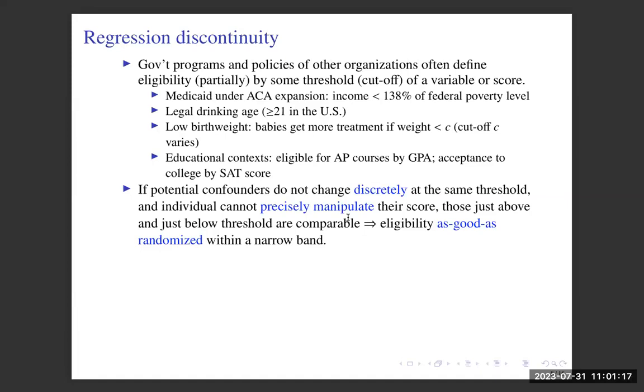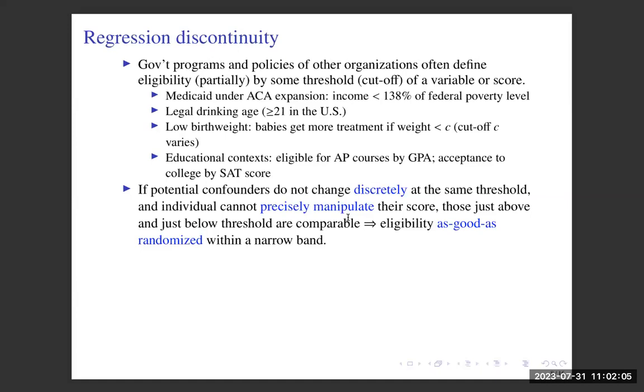Low birth weight is another one. Hospitals typically have some kind of policy that if a baby is born with a weight less than a certain amount, C, and apparently this cutoff varies between hospitals, then they get more treatment or are put in intensive care, and above that, they're not. In an educational context, you might be eligible for certain courses. If your grades are high enough, you might be accepted into college if your test score is high enough, and below that test score, you're not.